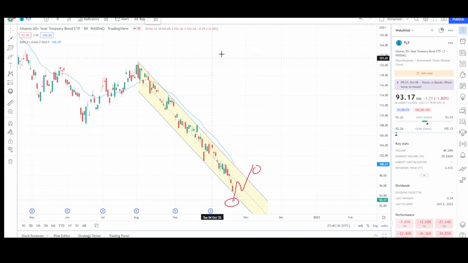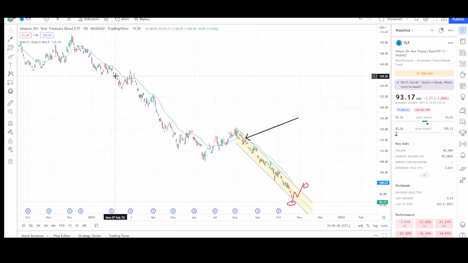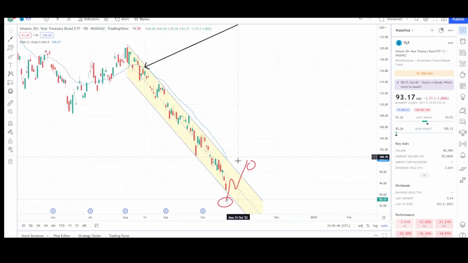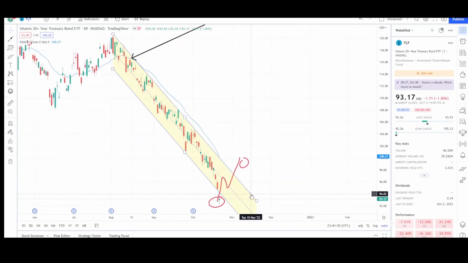You can see that we have not tested that EMA since August 15th. Most of the time prices like to be near this EMA, the blue line, and you can see that we have not been near it in a long time. So a pullback is coming. This might be the chance that we do see the pullback.